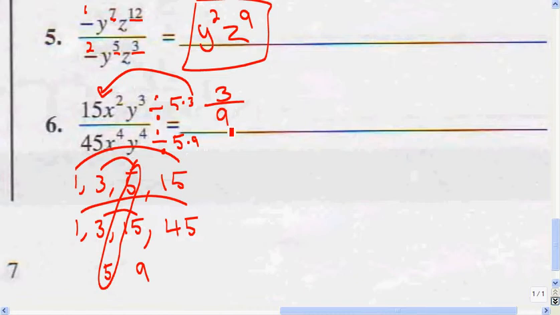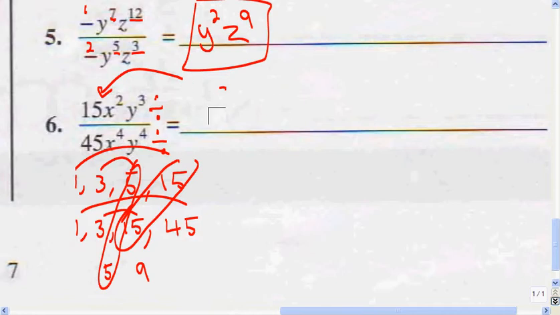So our answer is 3 over 9. And look at what happened here. We messed up. Our greatest common factor wasn't 5. Our greatest common factor was 15. You see what I mean? I can tell already that I could still reduce the 3 and the 9 some more. So we used the wrong greatest common factor. I'm not thinking. Maybe you caught that and I didn't. So the greatest common factor is 15. 15 divided by 15 is 1.